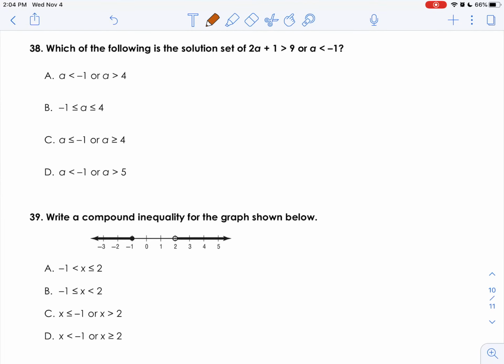38 says, which of the following is the solution set of 2a plus 1 is greater than 9 or a is less than -1? So the first thing I need to do here is solve for a, get it by itself. I need to subtract 1 from both sides and then divide by 2 to get the a by itself. I'm left with a is greater than 4, or, this one's already solved, a is less than -1.